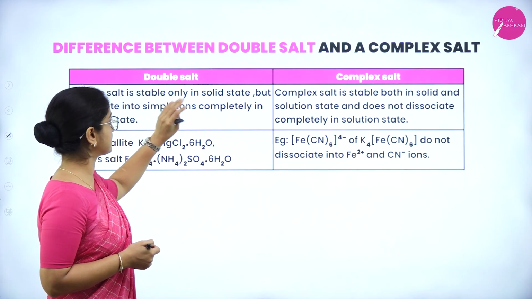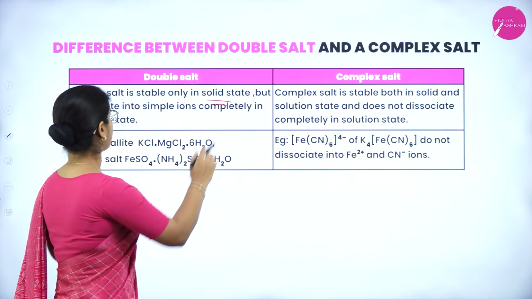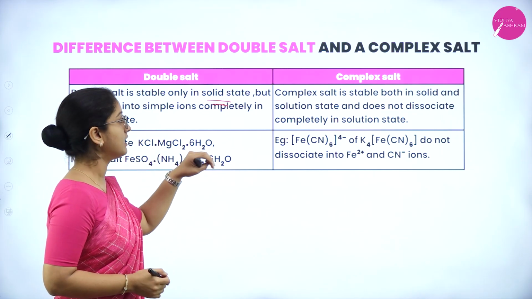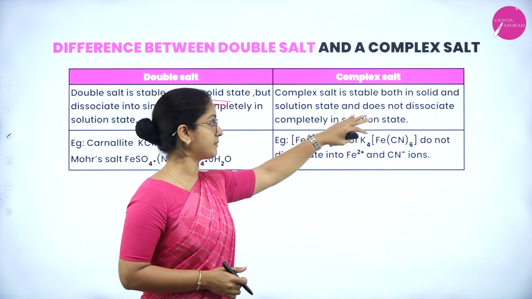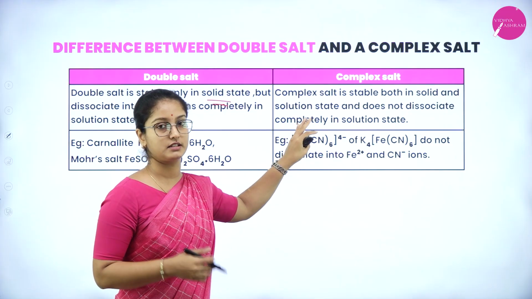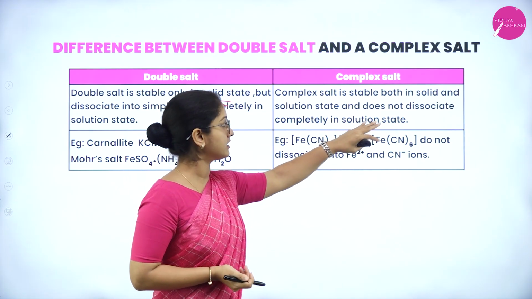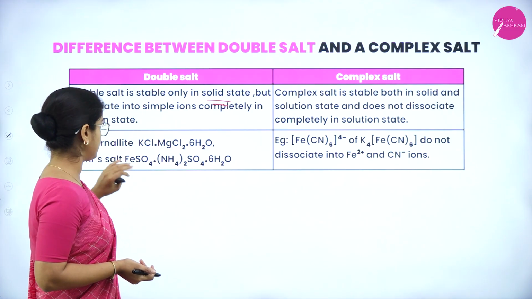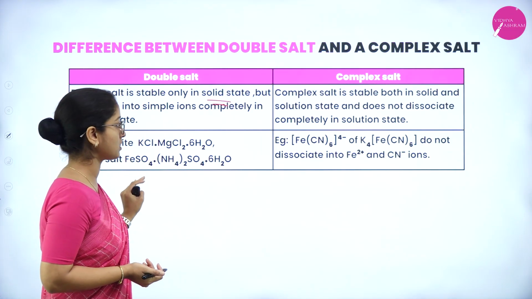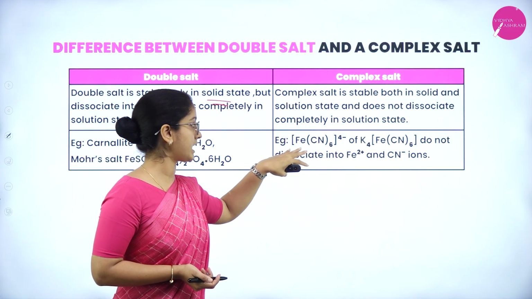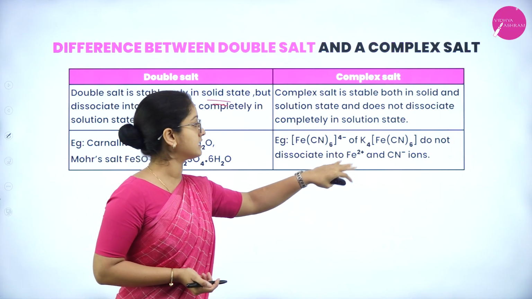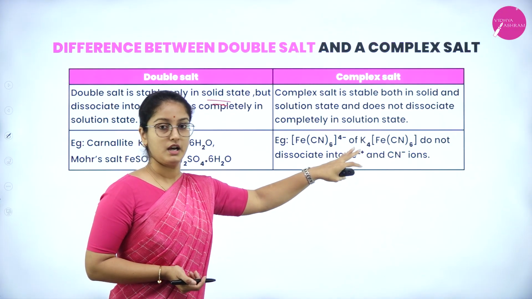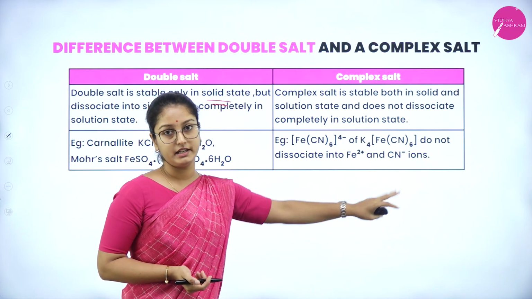So a double salt is stable only in the solid state but dissociates into simple ions completely in solution. But a complex salt is stable both in solid and solution state, that means it does not ionize and does not dissociate completely in solution. Now the examples that we have seen before were carnallite and Mohr's salt, and for the complex salt it can be [Fe(CN)6]4-, or K4[Fe(CN)6]. They do not dissociate into ferrous ions and cyanide ions.